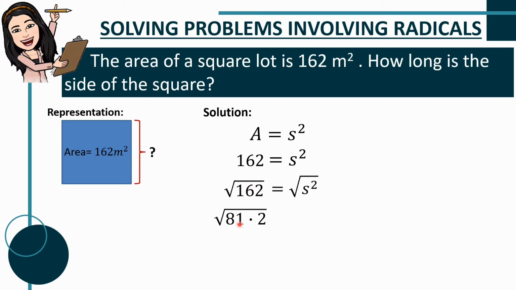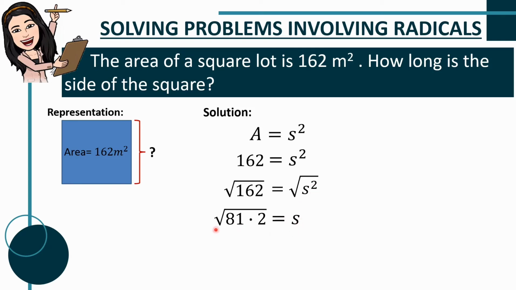okay, kinuha natin yung factors ni 162 since ang 162 ay hindi perfect square. Ang square root or ang perfect square na factor ng ating 162 is 81. Kasi ang factors niya ay 81 times 2. 81 times 2 is equal to 162. And the perfect square number is 81. And square root of S squared is equal to S.